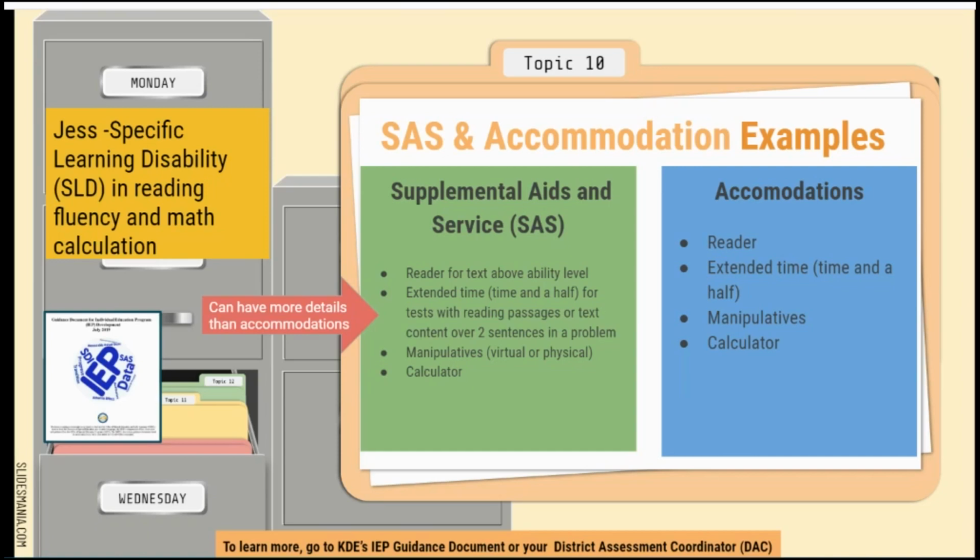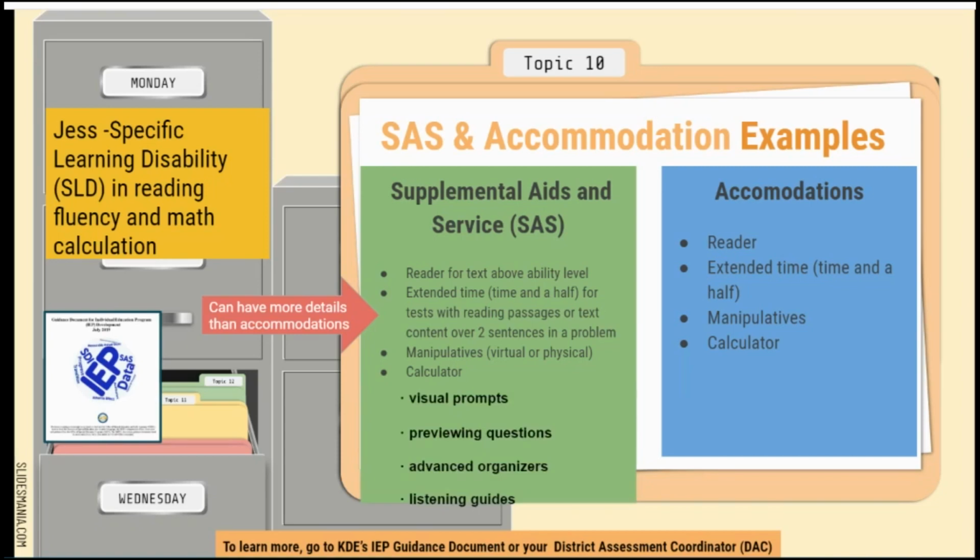They may have extended time for tests with passages or text content that have multiple sentences in a problem. They may need manipulatives and have access always to a calculator. That might be on there, but there might be additional pieces that we find. It might be visual prompts, previewing questions, advanced organizers, listening guides. There might be other supplemental aids and services that are listed.